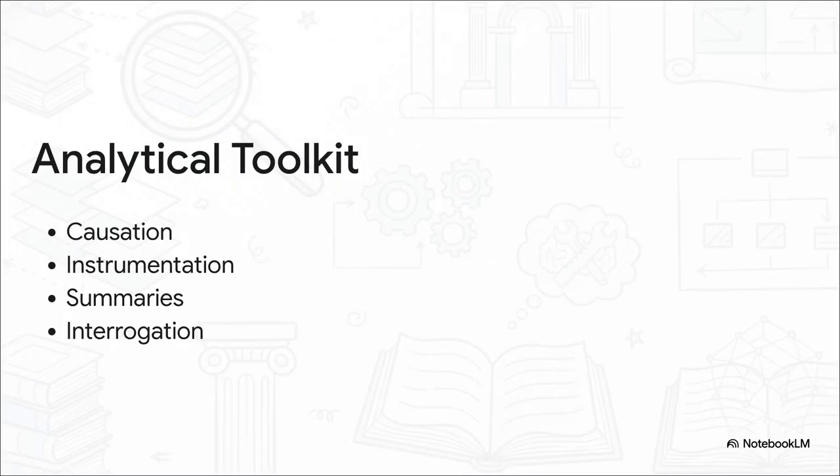So, as we wrap up this explainer, take a look at your shiny new analytical toolkit. We've got causation and substantiation. We have instrumentation, preparation and realization, summarization, and finally, interrogation. Keeping these tools firmly in mind allows you to move way past surface-level words. You stop merely reading sentences and you start observing the true structural steel beams of any text you encounter.